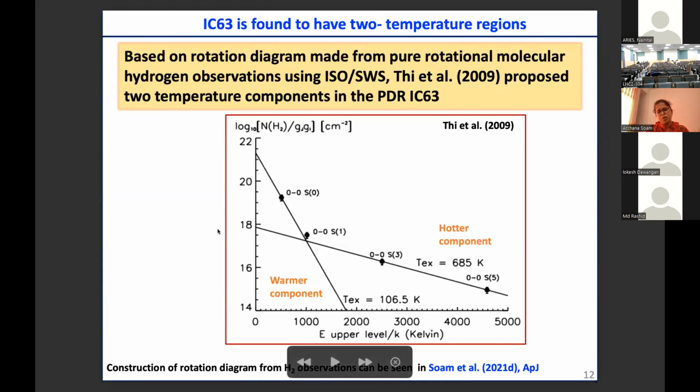He was using pure molecular hydrogen lines from S0 to S5, and then he created this rotation diagram where you can see these level populations with the energies. So this was the underlying hypothesis. It was not tested, but we want to test it using polarization.